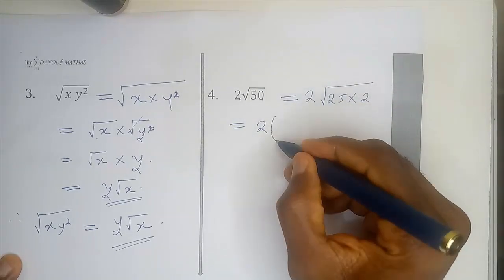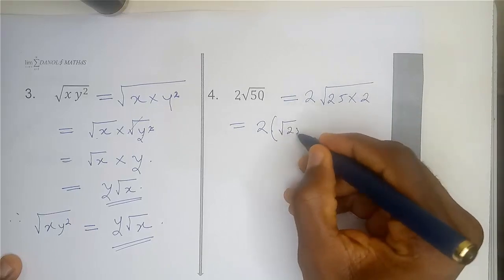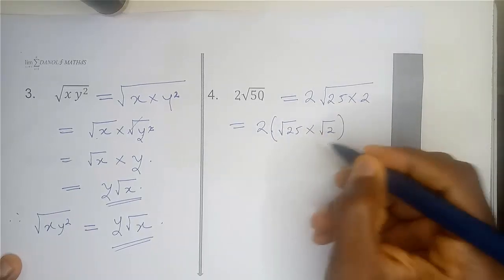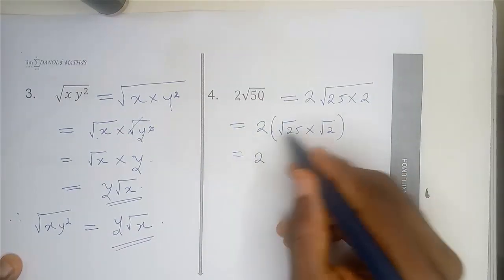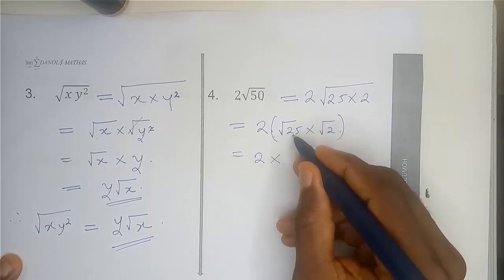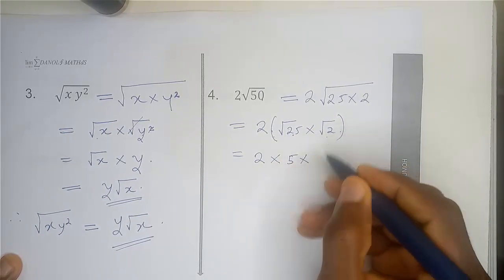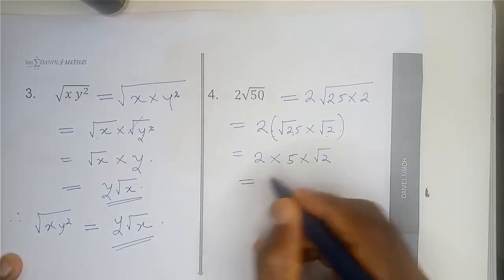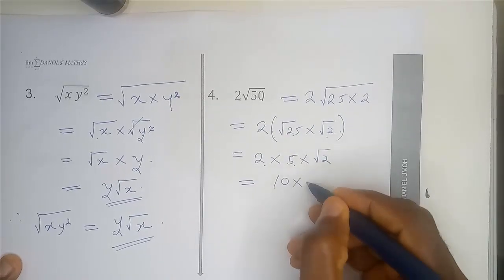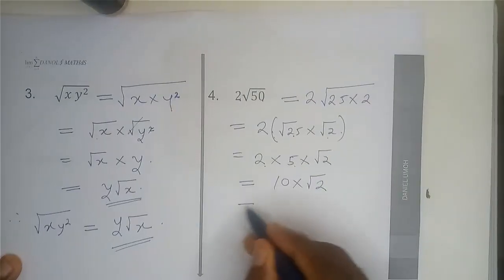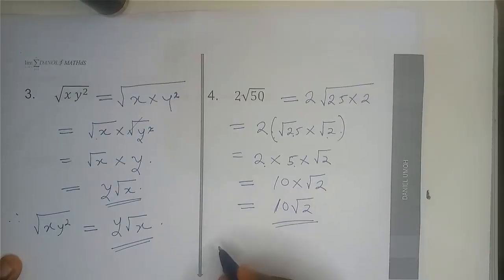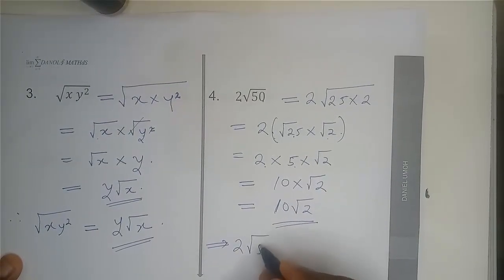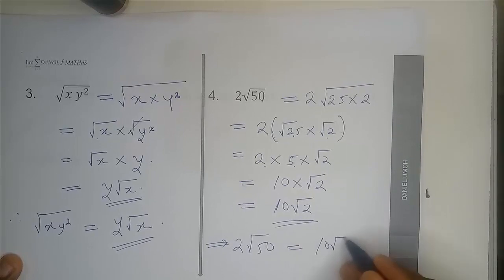So this will give me 2. Of course, I can just break this into the square root of 25 times the square root of 2. And this will be equal to 2, and of course, with the bracket, it means times. The square root of 25 is what? 5, times the square root of 2. So this is 2 times 5 is 10 times root 2. And 10 times root 2 gives us what? 10 root 2. It implies that 2 root 50 is equal to what? 10 root 2 is the simplified form.